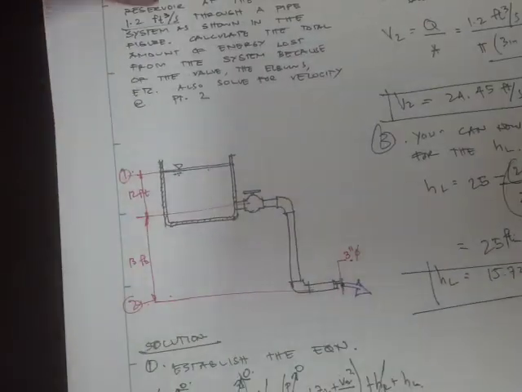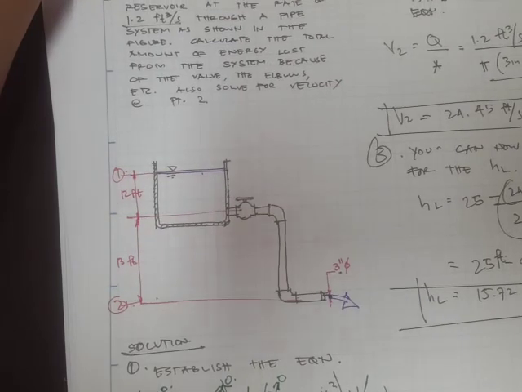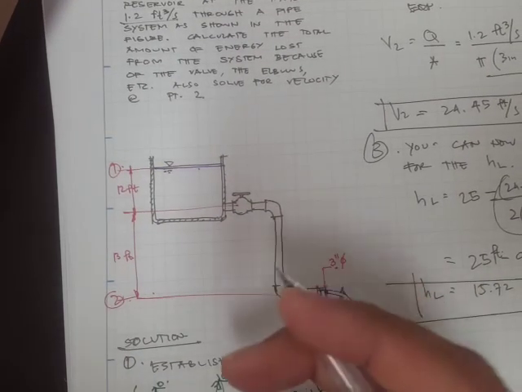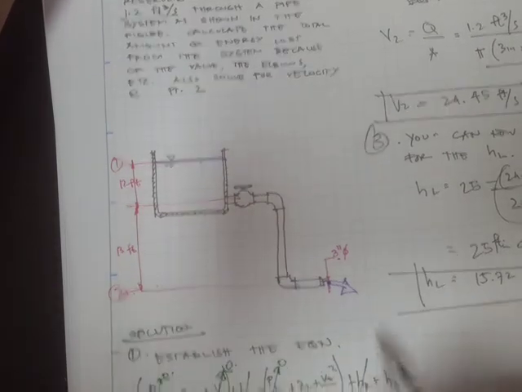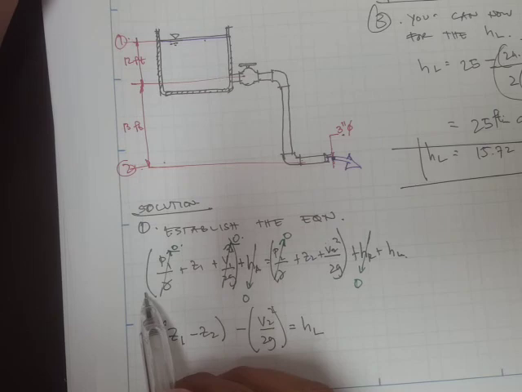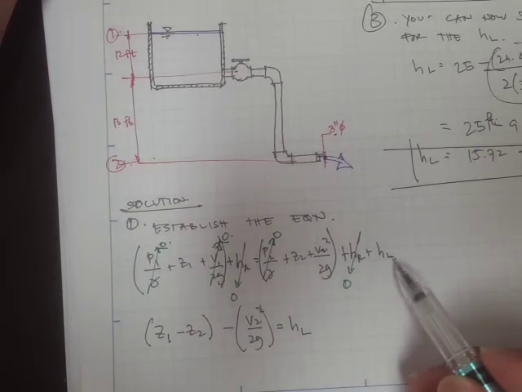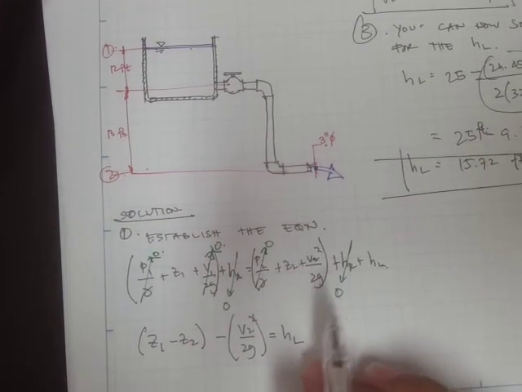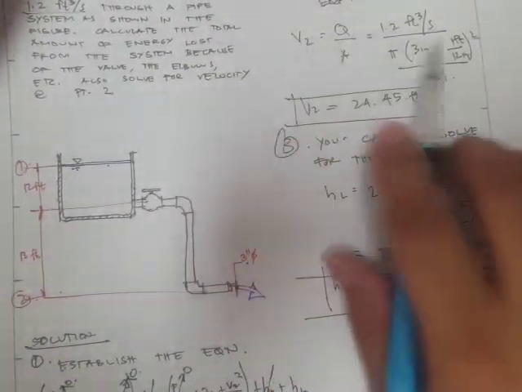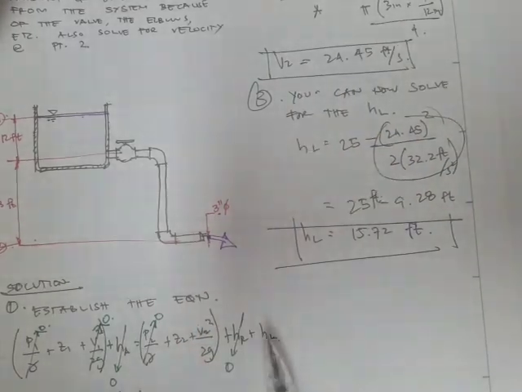Okay, so again, in this problem, we don't have mechanical devices that add energy. We also don't have mechanical devices that remove energy from the system, and therefore the only term that's left in our conservation of energy equation is the head loss. Okay, so if we substitute all the values, and by the way, we obtain the velocity by using the flow rate equation, once you have that, then you can solve for the head loss.